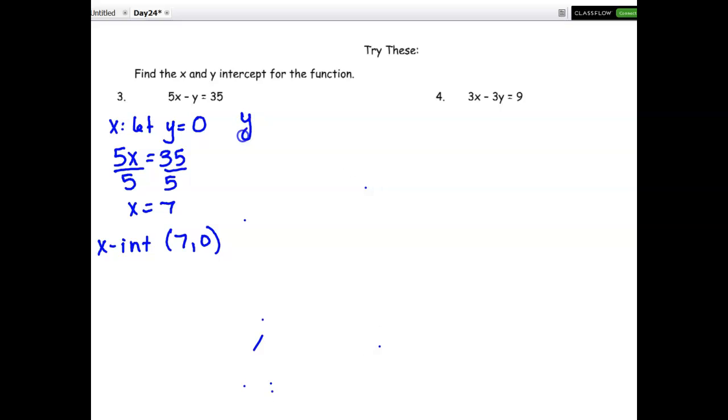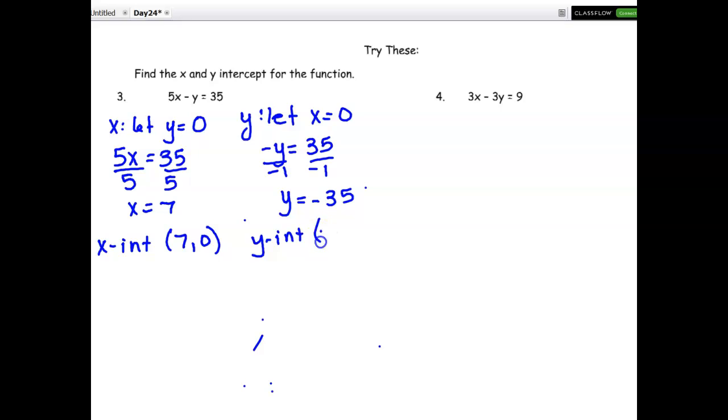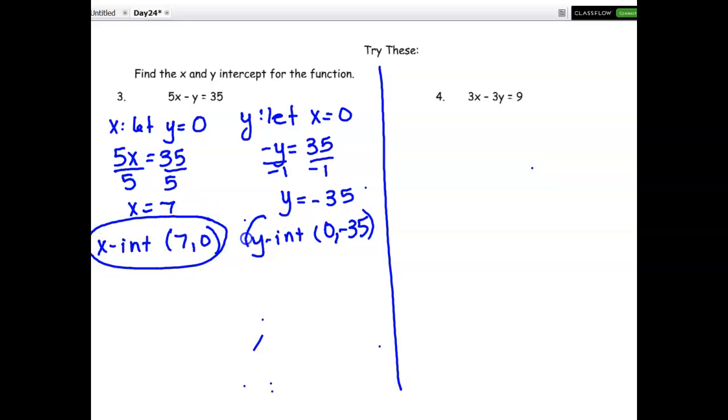Now my y-intercept, I let my x be 0, and I'm left with negative y is equal to 35. When I divide by negative 1, y is equal to negative 35. So my y-intercept would be 0, rather, oops, made a mistake. Again, my x is 0, so my y would be negative 35. Okay, so hopefully you did those and checked them both. Got the right answer. Now trying number 4.